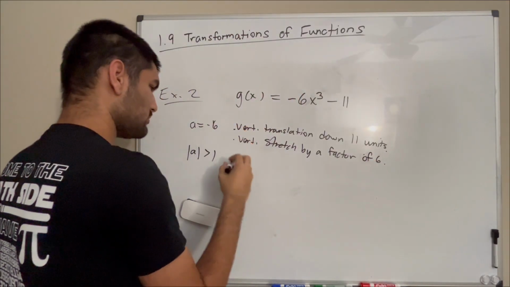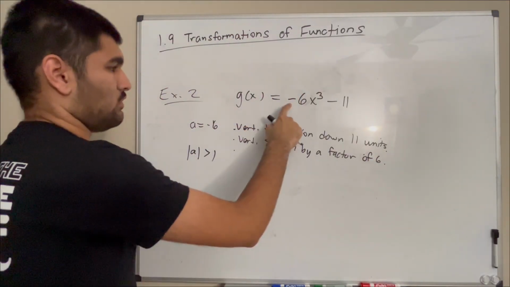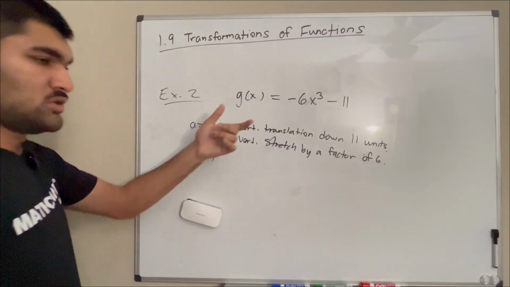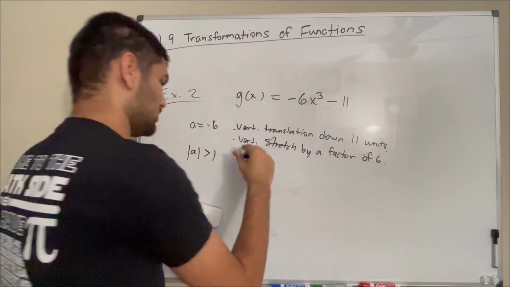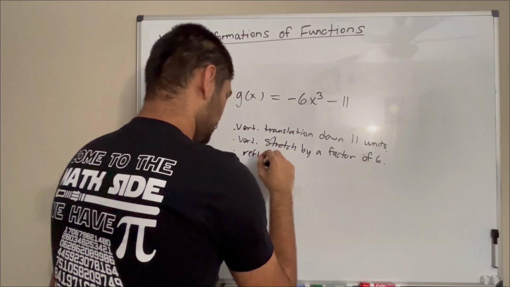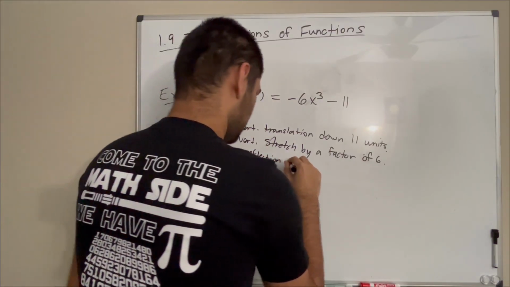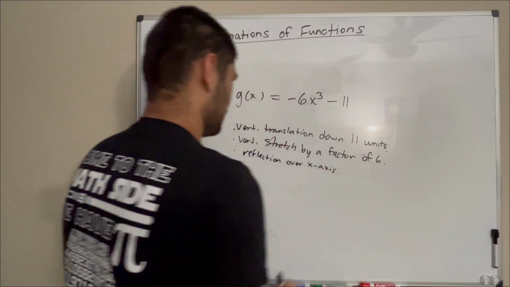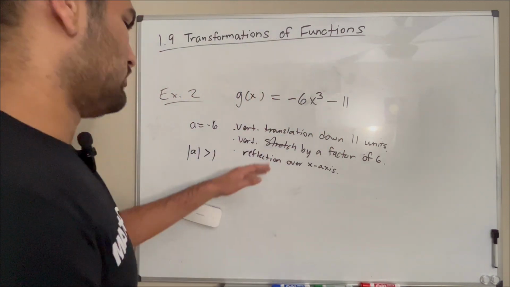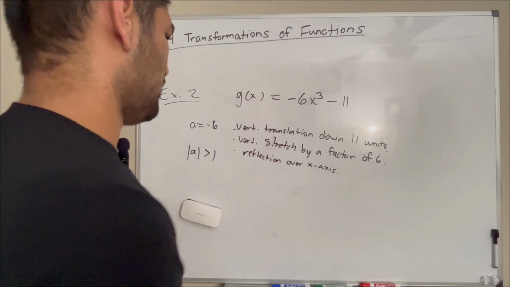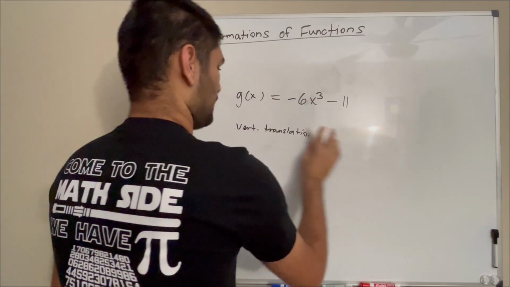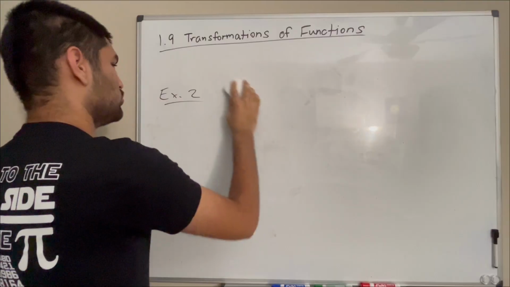Okay. And then what else do we have? Well, it's negative. So when a was negative, what did that mean? That means it was a reflection over the x-axis. So then we also have a reflection over the x-axis. Okay, and then those are all the transformations for g of x. Okay, good. Let's do one more.